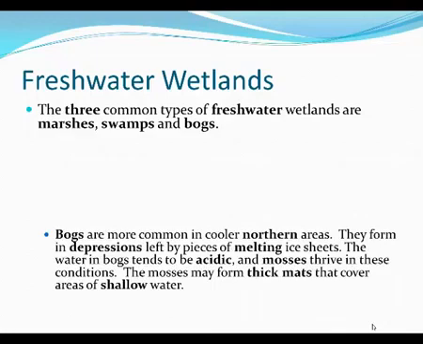Bogs are more common in cooler northern areas. Michigan is an example of that. They form in depressions left by pieces of melting ice sheets. The water in a bog tends to be more acidic, and mosses tend to thrive in those areas because mosses can grow fairly easily in acidic soils. The mosses may form thick mats that cover areas of shallow water.